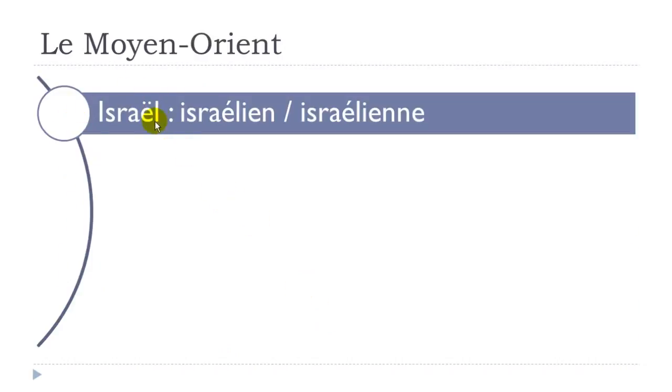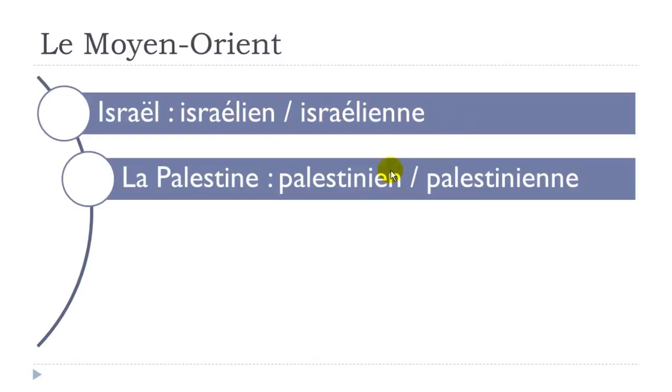Okay, so Israel, and then I will put the masculine form here and the feminine form here. Israélien, Israélien, so masculine form, and then feminine form. Israélienne, Israélienne, okay, yen, yen, okay, and then Palestinien, Palestinien, feminine form, Palestinienne, Palestinienne.